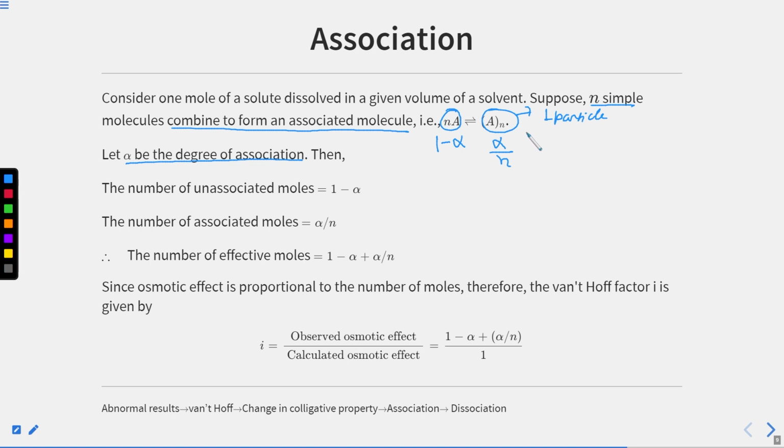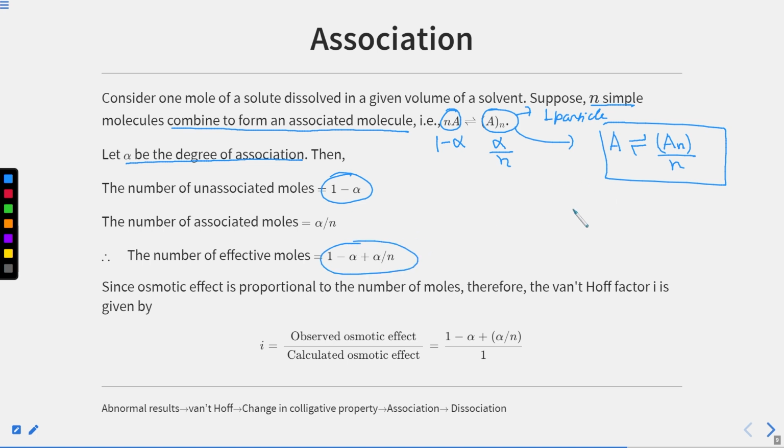If you divide both sides by n, you will get this thing only, where we have divided by n on both sides. Since we have taken 1 mole, I have put the formula accordingly. Now upon this association of alpha particles, 1 minus alpha, we have got alpha by n. So 1 minus alpha is the number of particles of A, and alpha by n is the number of associated particles. So what is the total number of particles? It will be 1 minus alpha plus alpha by n.